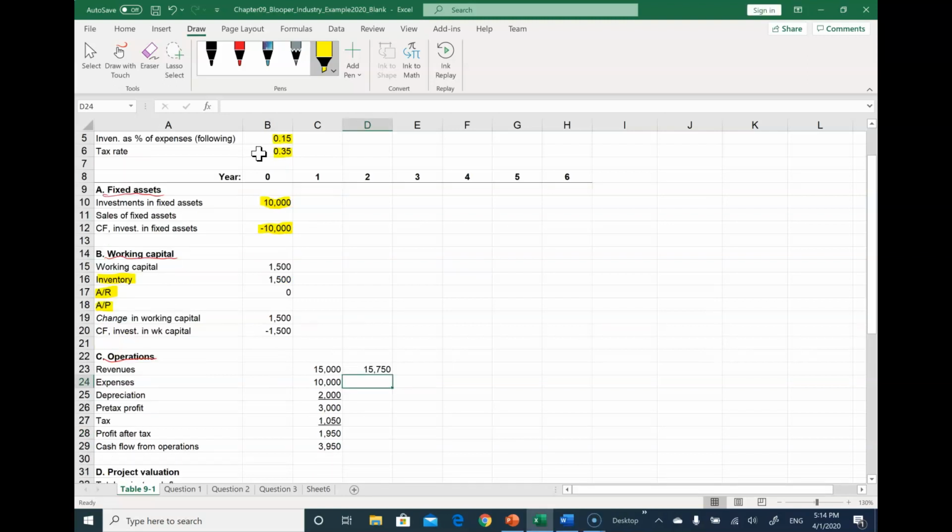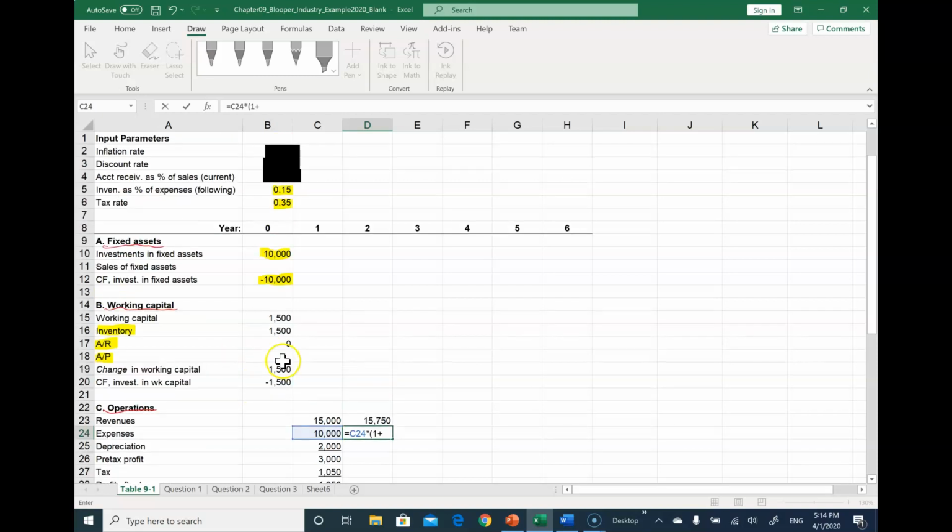We need to make the same adjustment for the expense. So expense is the previous year's expense times 1 plus the inflation rate, which is 5%. So expense will go up at the rate of inflation. However, in case of depreciation, the government does not allow the depreciation to go up at the rate of inflation. So the value of the depreciation stays constant no matter what the inflation rate is.